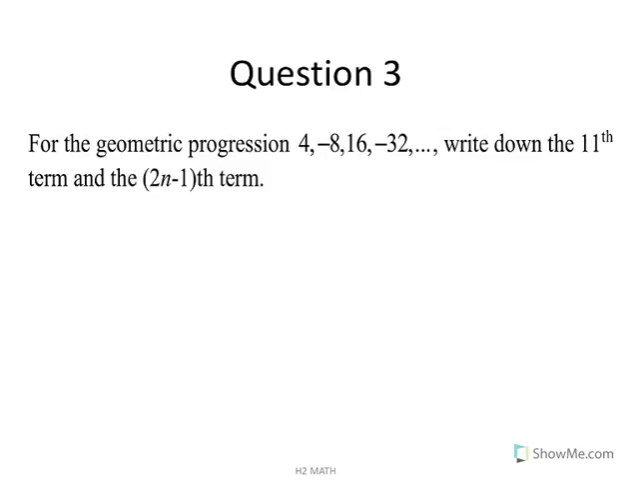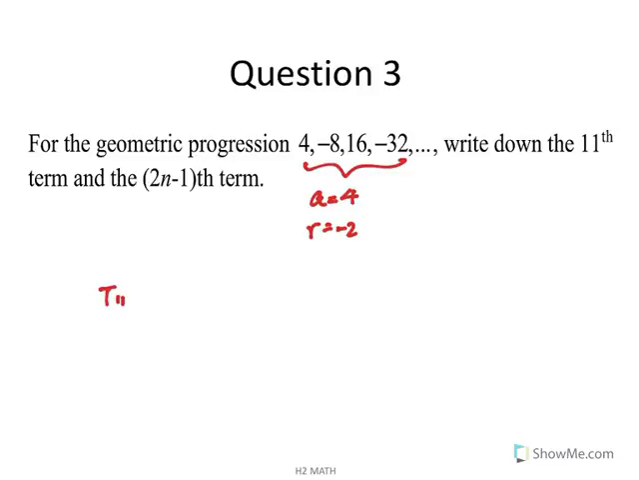We're given a GP, where the terms are 4, -8, 16, and -32. We want to write down the 11th term. From here, you can recognize that the first term is 4, and the common ratio is -2. The common ratio is equal to -2, right?